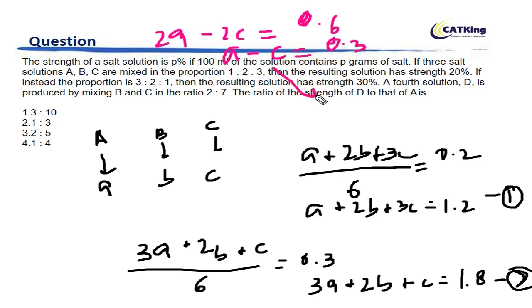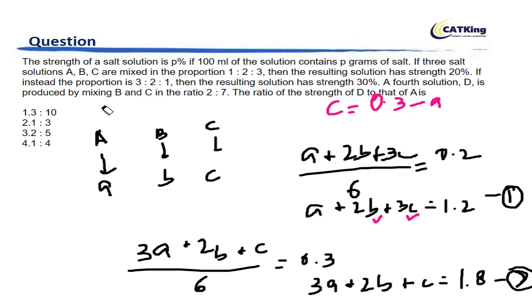So what we can do is, see, we have two equations and three variables. To solve that, we can express two variables in terms of one variable. So let's express B and C in terms of A. So C will become 0.3 minus A. Let's find out B also in terms of A.